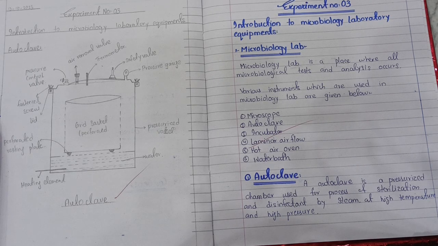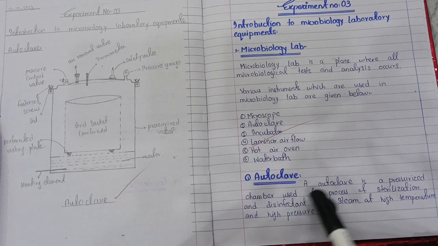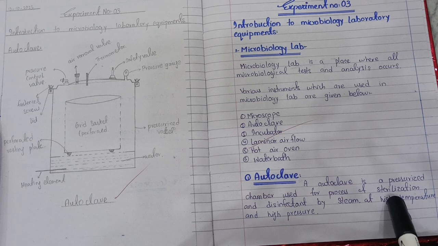So the first instrument is the autoclave. An autoclave is a pressurized chamber used for the process of sterilization and disinfection. You know what sterilization is? Sterilization is a process by which we kill the microbes.